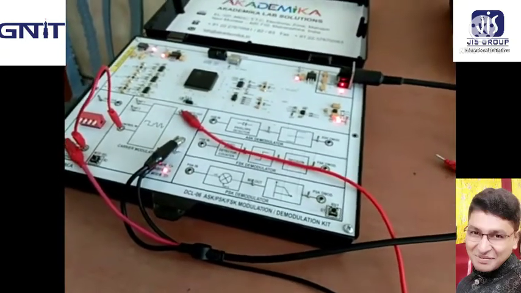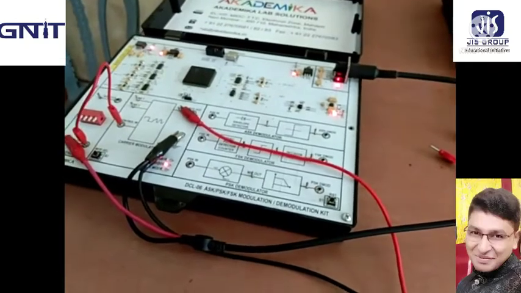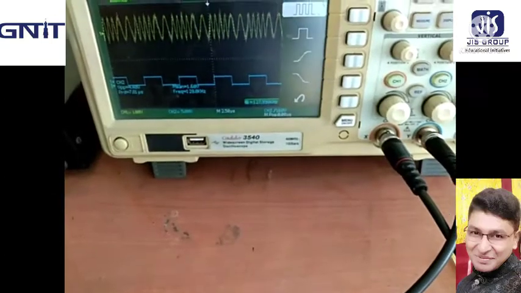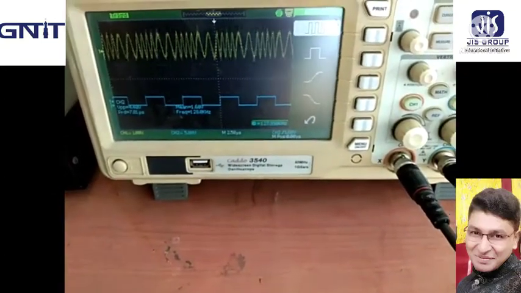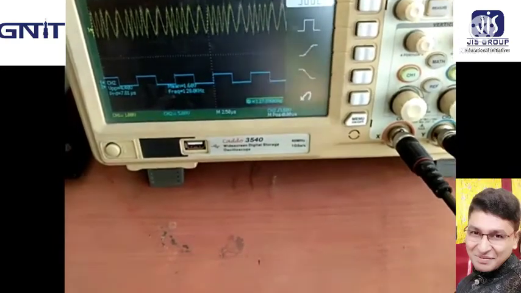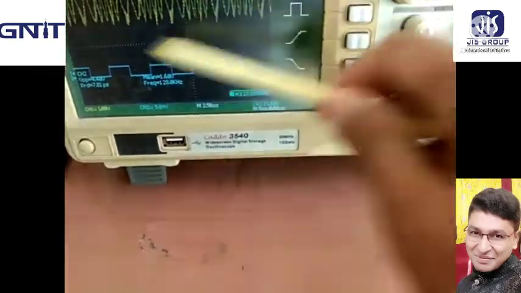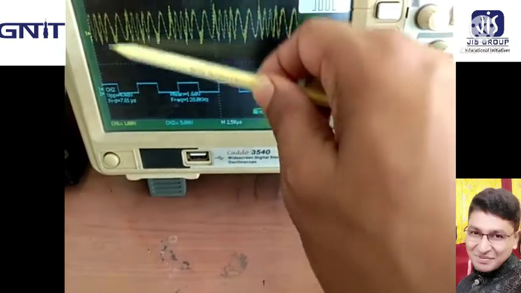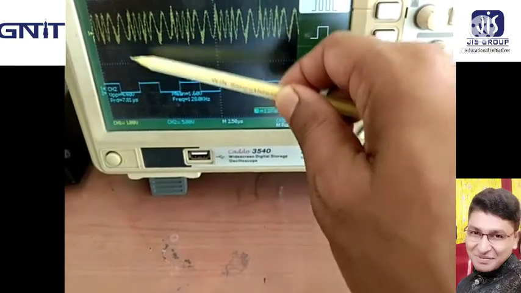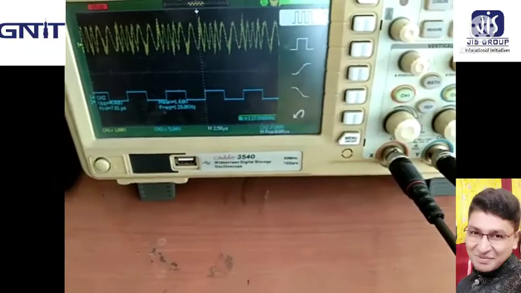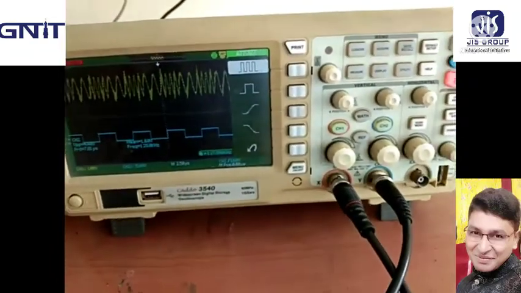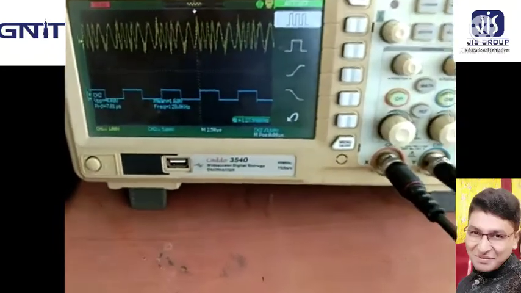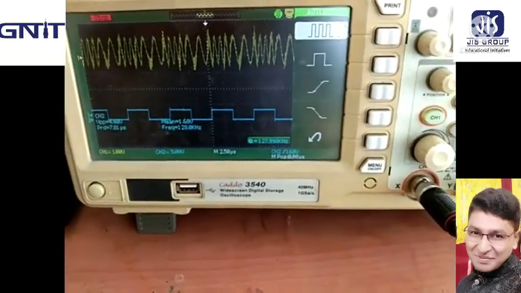Now measure the input and output signal at a time. Blue color signal is the input signal and yellow color signal is the output signal. When input is 1, then frequency is high, input is 0, frequency low, again input high, frequency is high, like this. This is our FSK output signal.